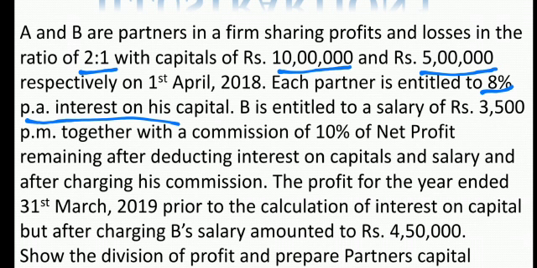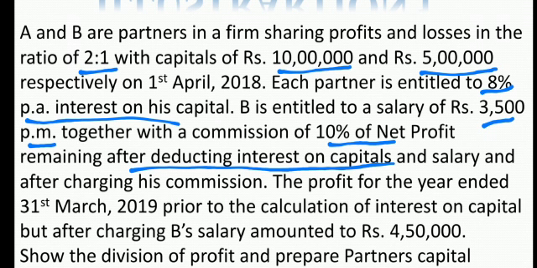B is entitled to a salary of 3,500 rupees per month. Please notice it is per month, so you have to multiply it by 12 in order to get the yearly salary. Together with a commission of 10% of net profit remaining after deducting interest on capitals, right? So after deducting interest on capital from net profit, whatever amount will come, 10% of that will be given as commission, but there is a further clause. This is after deducting interest on capital and salary and after charging his commission.